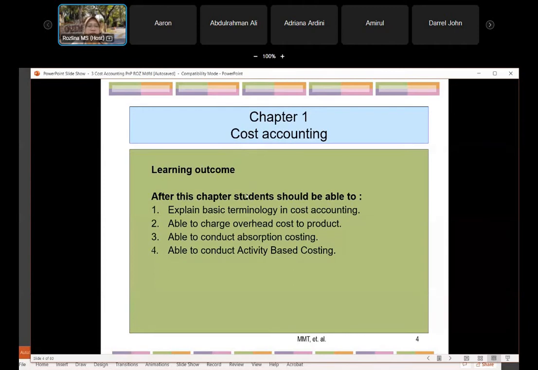Okay, cost accounting. After this chapter, students should be able to explain basic terminology in cost accounting, charge overhead cost to product, conduct absorption costing, and conduct activity-based costing. In this chapter, the very important one is number 4, to conduct activity-based costing and also traditional-based costing.